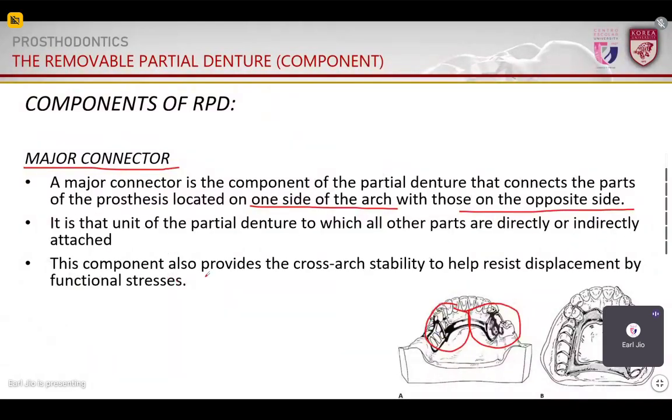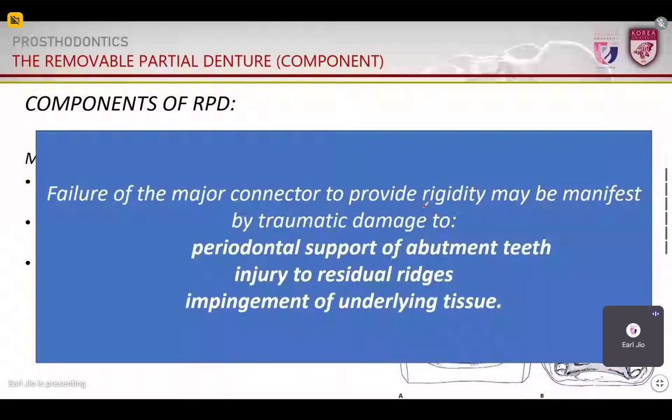So this component also provides cross-arch stability to help resist displacement by functional stresses. Again, yung major connector natin, ito siya, yung area na to. So this major connector is meant for its cross-arch stability to help resist displacement during function. Okay? So failure of the major connector to provide rigidity may be manifest by traumatic damages.